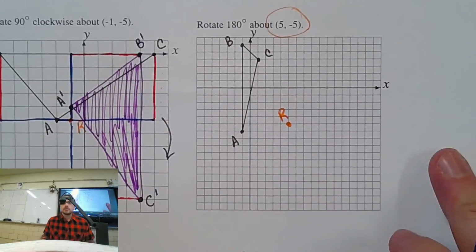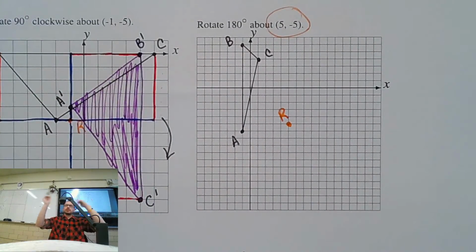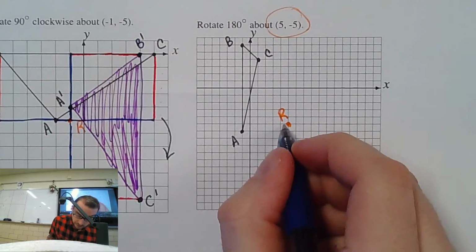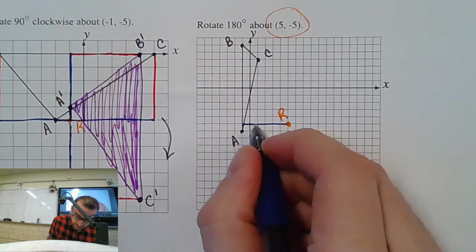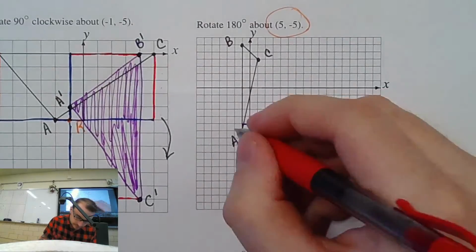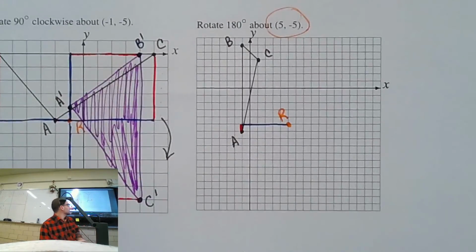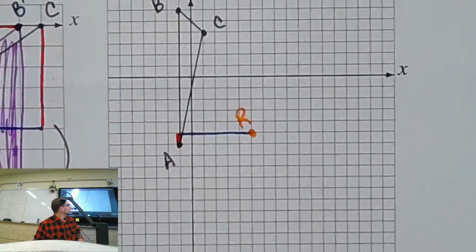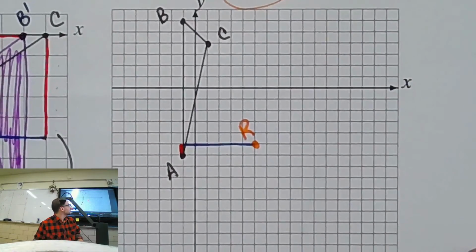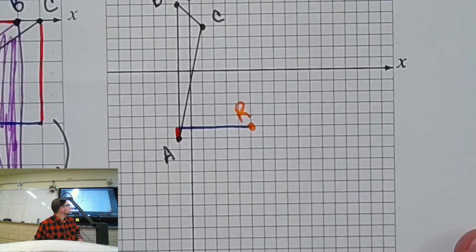So, let's flip, or I shouldn't say flip. Let's rotate A first. From our center of rotation, we're going to draw a line and another line to make our L. Little bitty red part. Little bitty. Real small. That's tiny. And there we are.